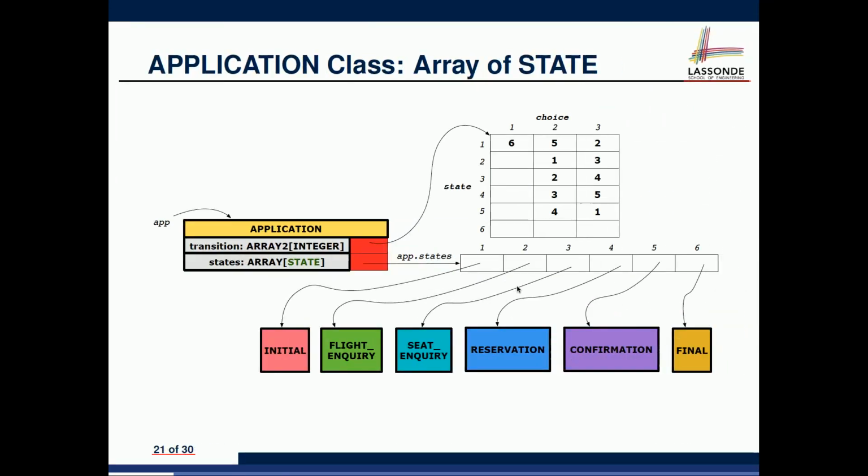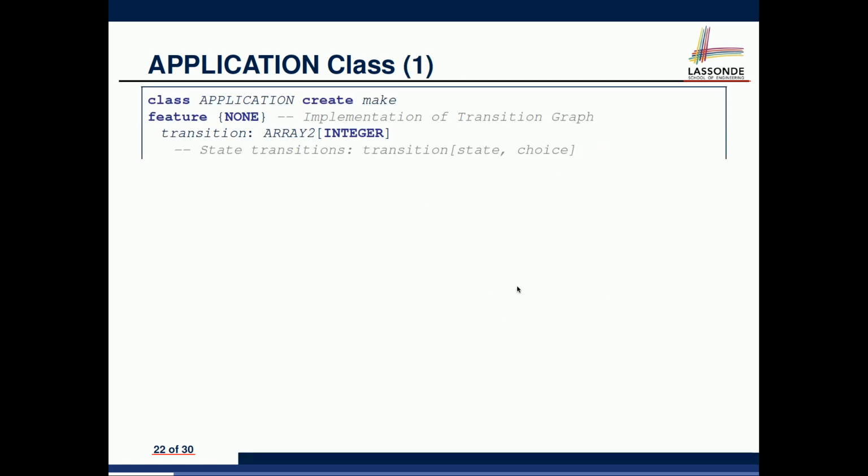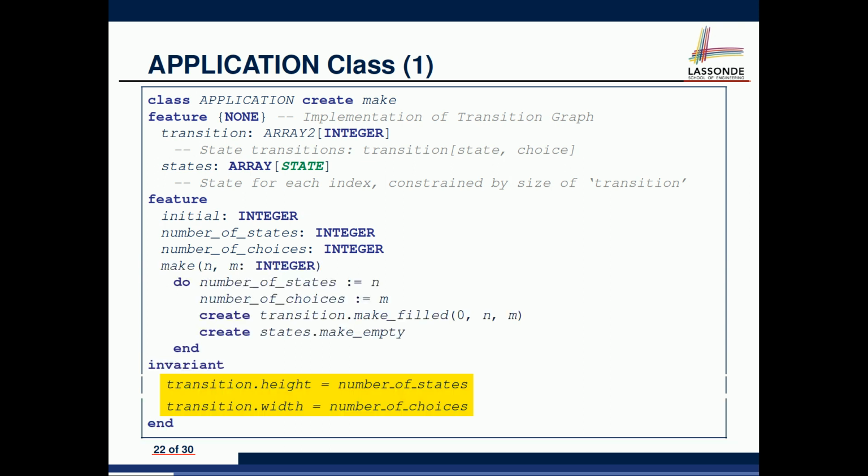That's the diagram I already explained. The actual application class, as I said, is going to have a transition array, two-dimensional. And then you also have an array of states, and notice that the state here is a deferred type. Dynamically, it can be any of the descendant classes that are effective. Also we have initial, the number of states, and the number of choices. These are important attributes for you to write some nice invariants to make sure the state is within, for example, 1 to 6, and the action should be within 1 to 3. So some invariants over here.